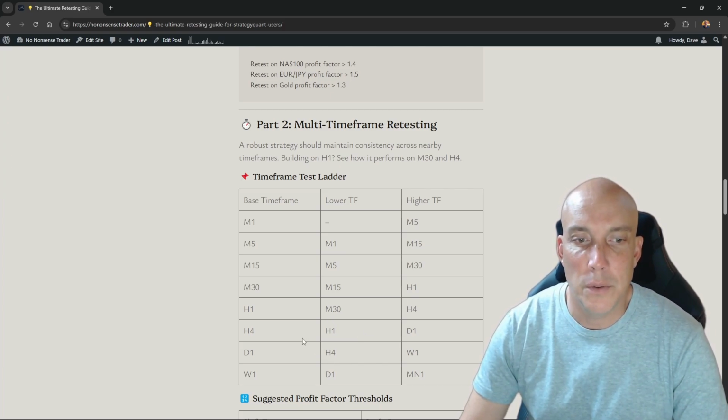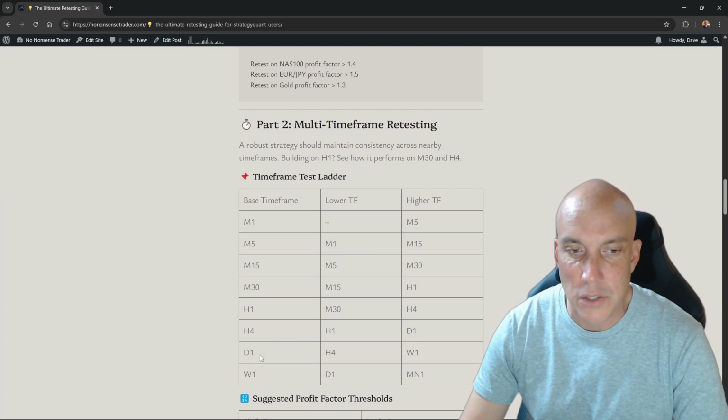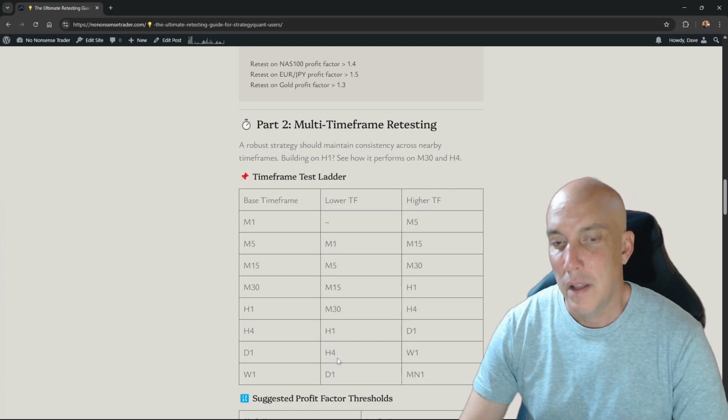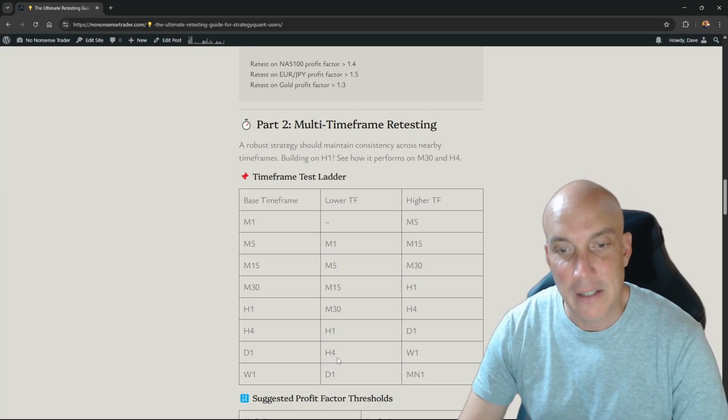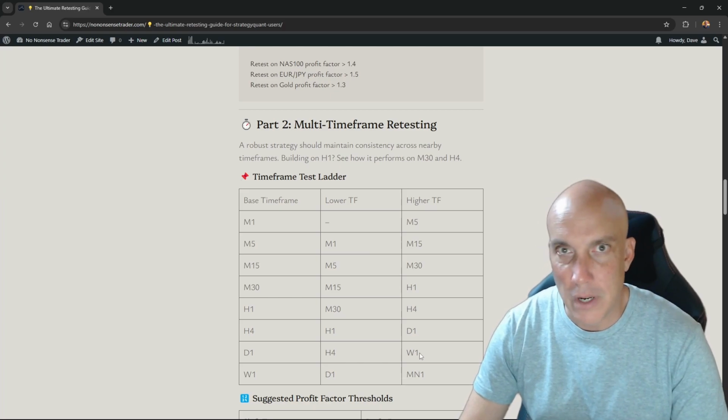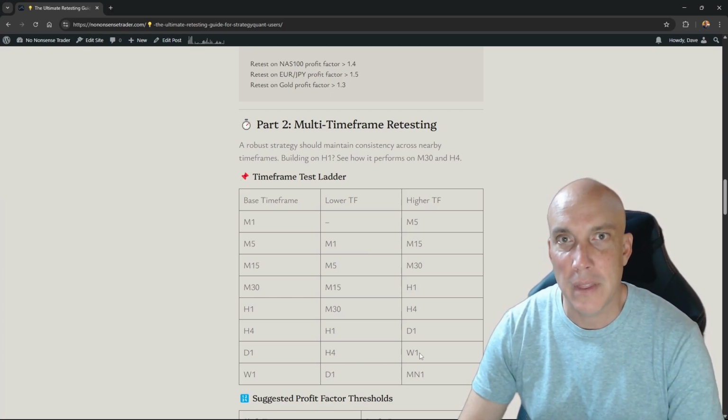Just to give you an idea, if you're doing a daily chart, you're going to test it on a lower time frame, an hour 4, and a higher time frame, week 1 charts. I'll go into StrategyQuant right now and I'll explain what that looks like.